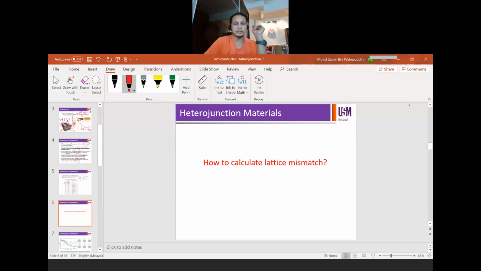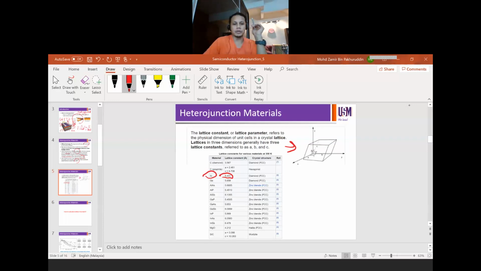So how to calculate lattice mismatch? You need to see what material you want to deposit on what material, right? For example, if you want to talk about germanium and gallium arsenide, the lattice constant changes from 5653 for gallium arsenide to 5658 for germanium, if you're depositing germanium on gallium arsenide.